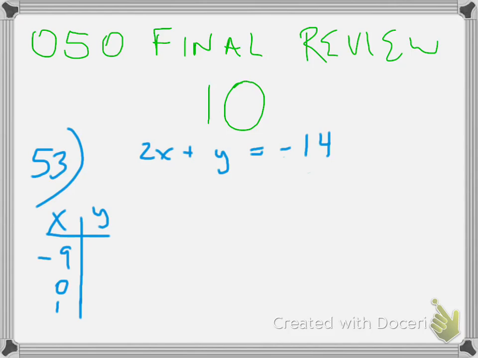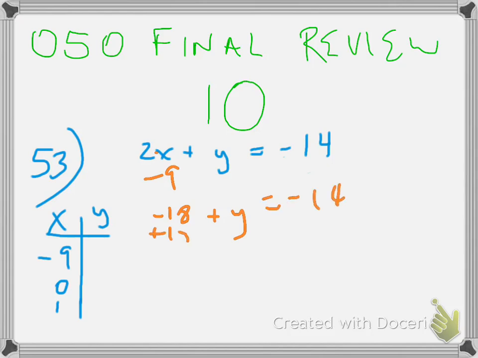So 53 is just like 52, where they give you the x's. They're basically saying plug in -9 or 0 or 1 into x. What do you get for y? So let's do that. So put in -9 for x. So that makes -18, because it's all times there, equals -14.